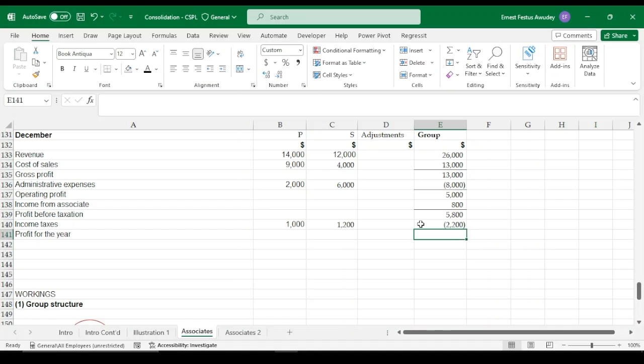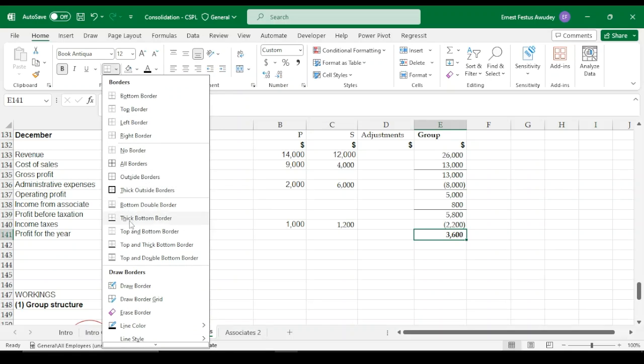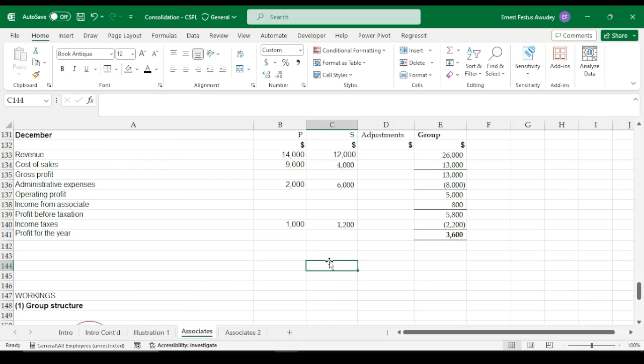This is going to be the profit before taxation, and then I'm going to subtract my income tax expense, and that gives me my profit after tax, or profit for the year, of 3,600. Let me bolden that and also insert my borders, so top and then double bottom border there.